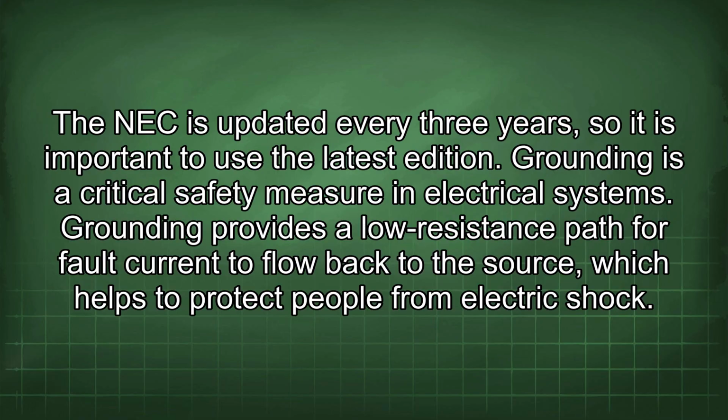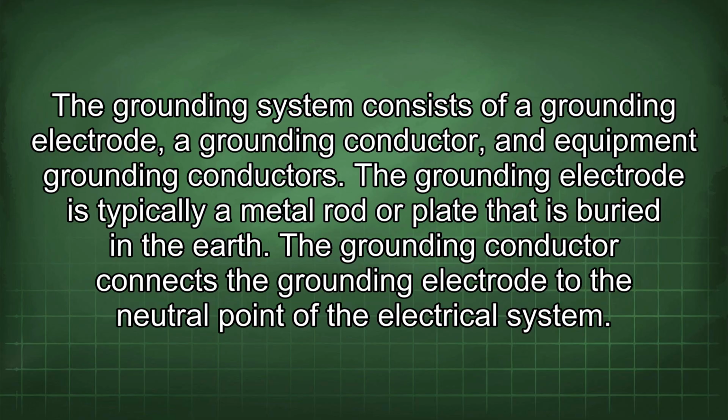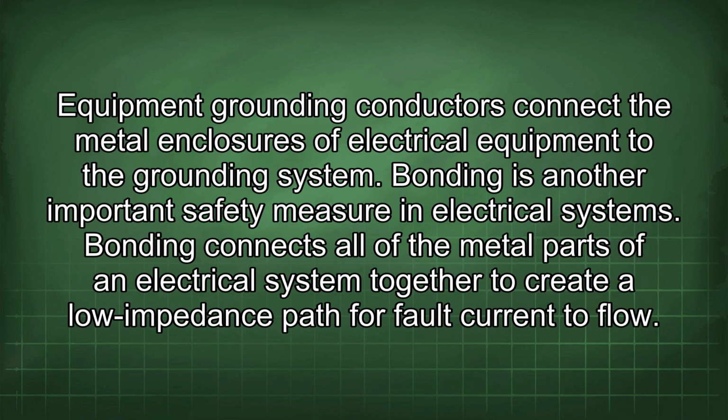Grounding is a critical safety measure in electrical systems. Grounding provides a low resistance path for fault current to flow back to the source, which helps to protect people from electric shock. The grounding system consists of a grounding electrode, a grounding conductor, and equipment grounding conductors. The grounding electrode is typically a metal rod or plate that is buried in the earth. The grounding conductor connects the grounding electrode to the neutral point of the electrical system. Equipment grounding conductors connect the metal enclosures of electrical equipment to the grounding system.